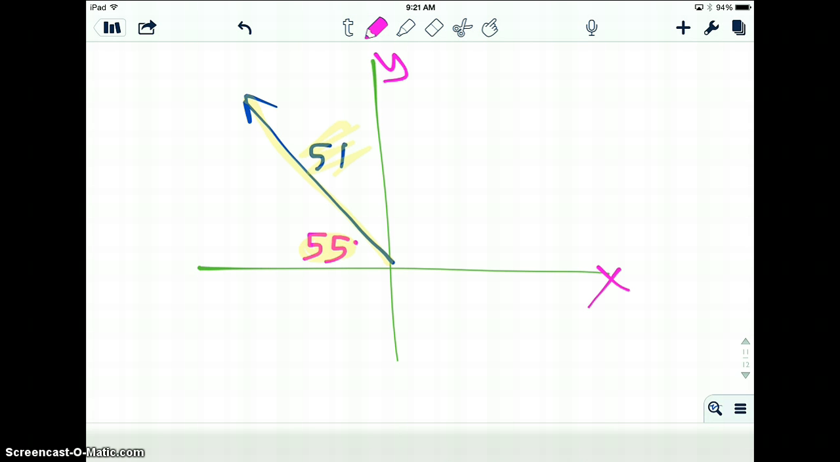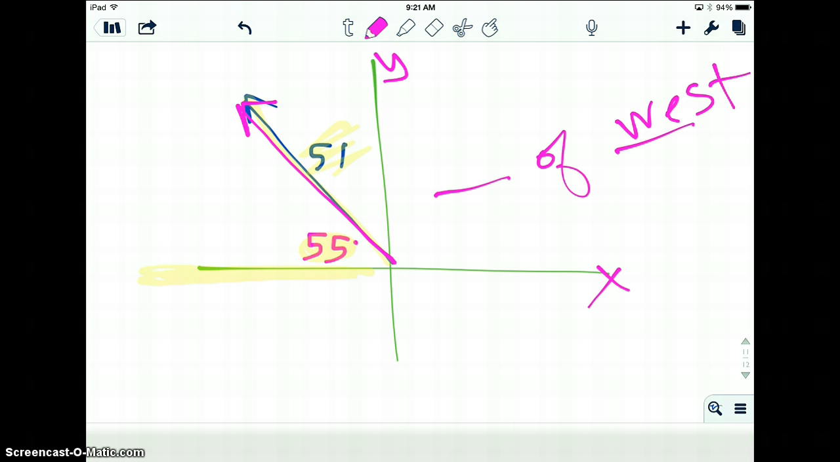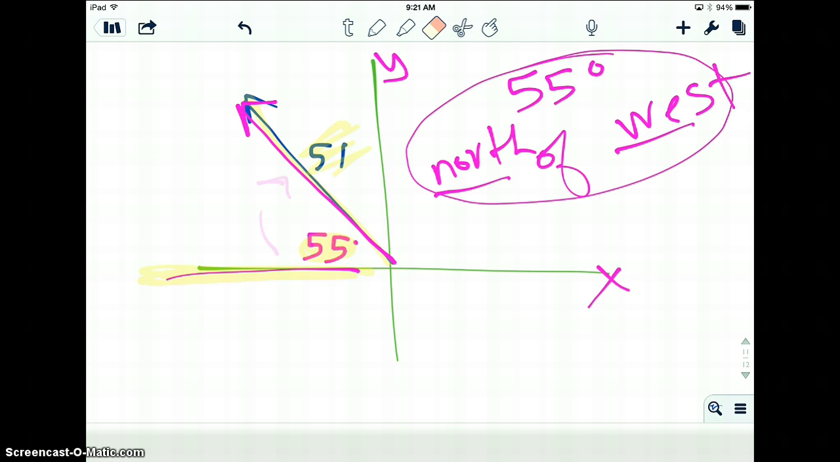So this is 55 degrees, blah of blah. So to get to this arrow, where would I start from? I'm going to start from this direction, which is west. And then it was this way from there, which is north. So I'm going to say the direction is 55 degrees north of where? Of west. So I'd start at west and go north 55 degrees. So there's my direction.